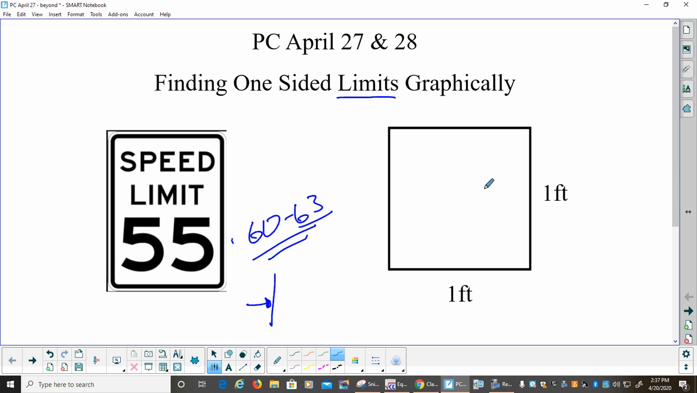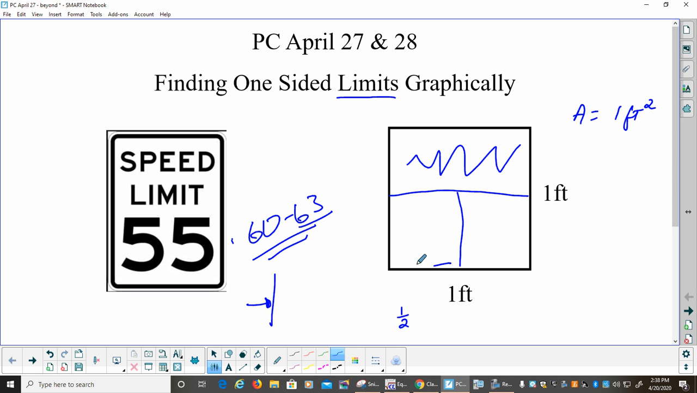Okay? So look at this. You've got a square. It's 1 foot by 1 foot. So the area of this square would be 1 square foot. Now what I'm going to do is take this and cut it in half and set this piece aside. Well, what's the area of that piece? It's a half a square foot. And if I cut this in half and set this piece aside, well, it's half of that one, and that was a half, so this is a quarter.